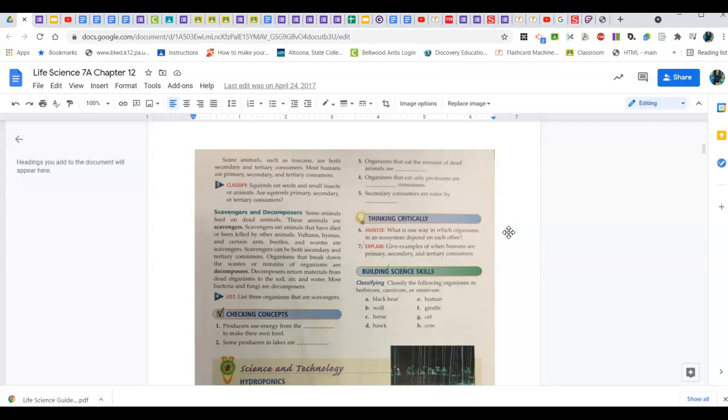What is one way in which organisms in an ecosystem depend on each other? It can be for food, it can be using the trees for shelter. Those are usually the most common. One organism eats the other. Plants capture the energy for the others.